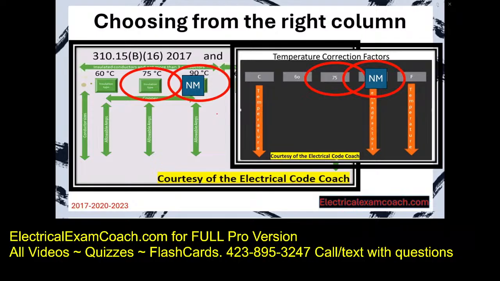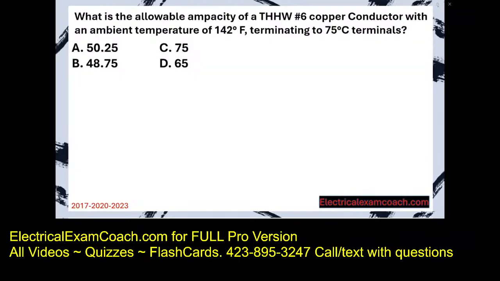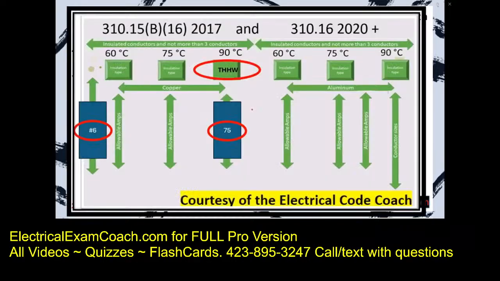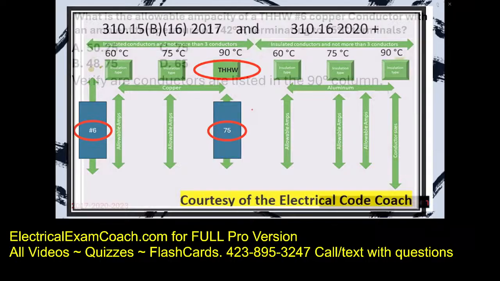What is the allowable ampacity of a THHW number 6 copper conductor with an ambient temperature of 142 degrees terminating to 75 degree C terminals? Step 1, we're going to verify that our conductors are listed in the 90 degree C column. We head there and look for THHW, and sure enough, it's right there.